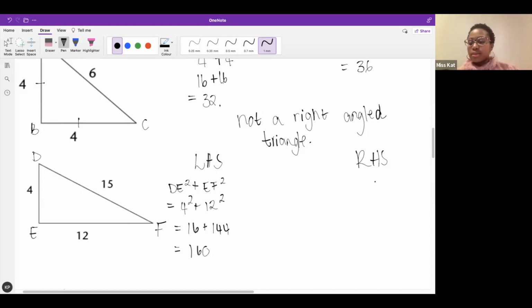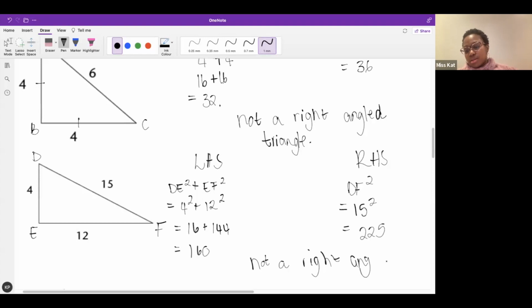What's my right-hand side? On the right-hand side, it's going to be DF squared, which is 15. So it's going to be 15 squared, which equals 225. So is this a right angle triangle? No, not a right angle triangle. Thank you very much, Kwezi.